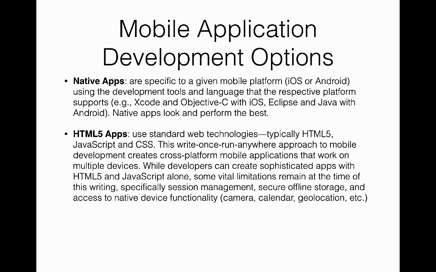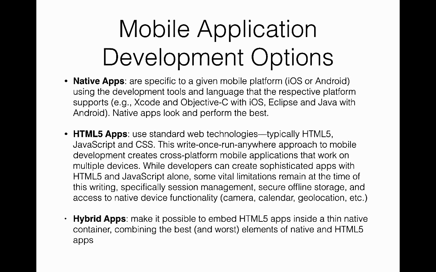The second option is the HTML5 apps. Basically, developers use standard technologies like HTML5, JavaScript, and CSS. This option has the privilege of a write once, run anywhere approach to mobile development. It creates cross-platform mobile applications that work on multiple devices. While developers can create sophisticated apps with HTML5 and JavaScript alone, some vital limitations remain at the time of this writing, specifically session management, secure offline storage, and access to native device functionality like camera, calendar, geolocation, etc.